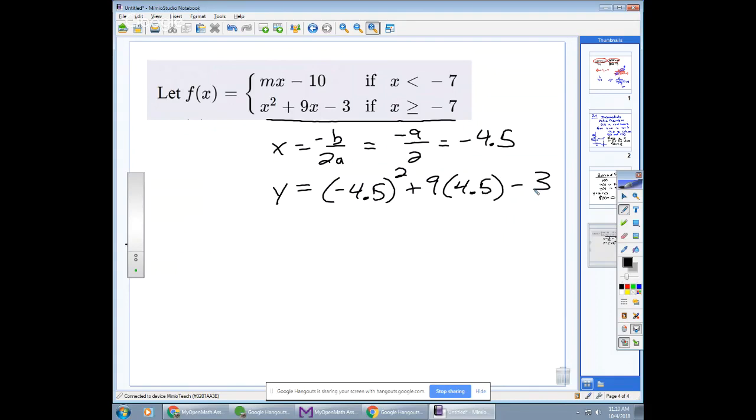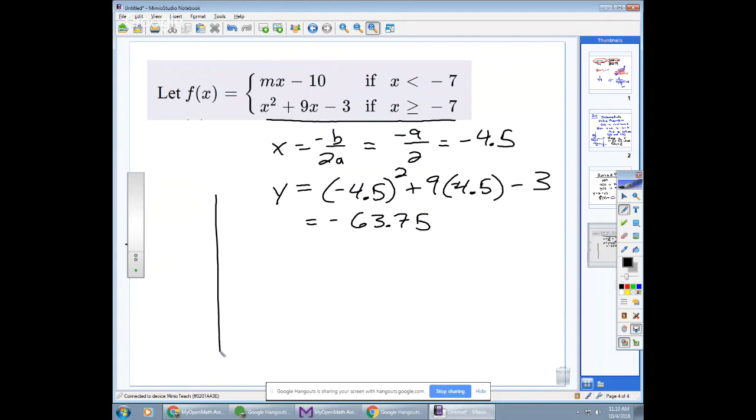9 times -4.5. -4.5, yep, there we go, thank you, Sam. -63.75. Oof, that's way down there. -63.75. Anybody else get that? Yep. Okay, so let's see, -7 is our cross.